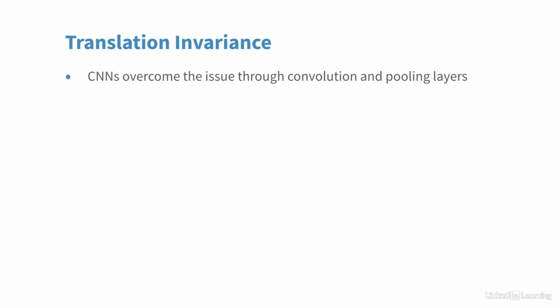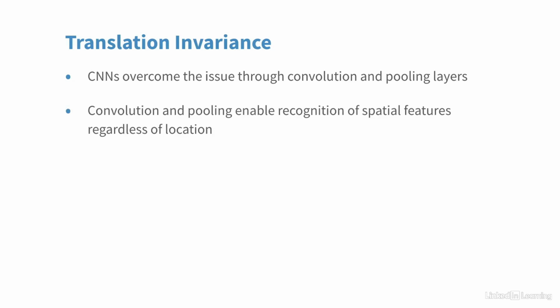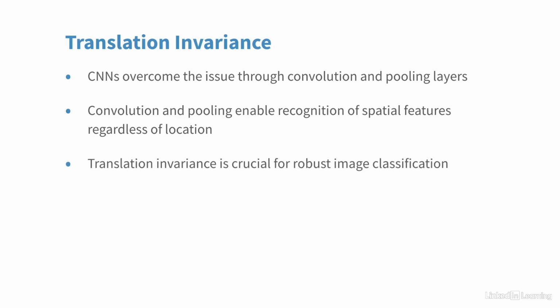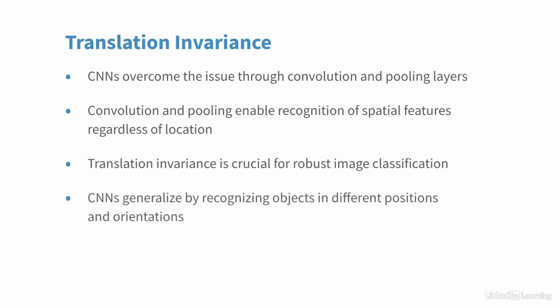CNNs address this issue of translation invariance through convolution and pooling layers, which enable the network to recognize spatial features regardless of their location in the image. This translation invariance is essential for robust image classification. It allows a model to generalize and recognize objects in various positions and orientations.